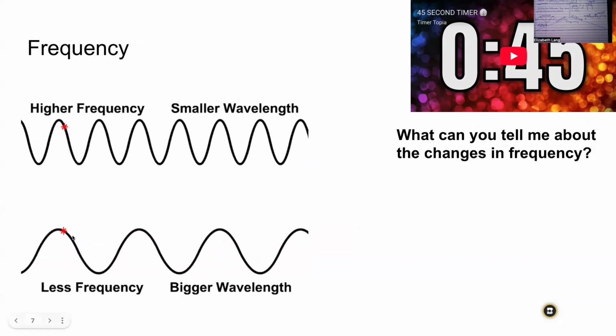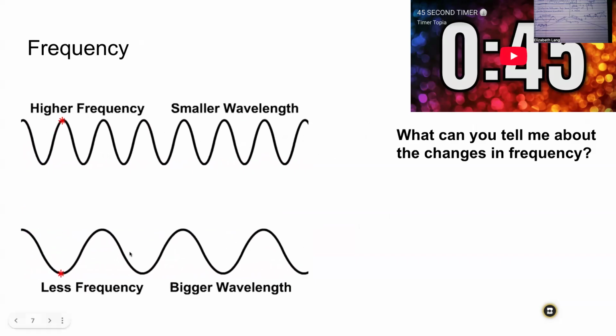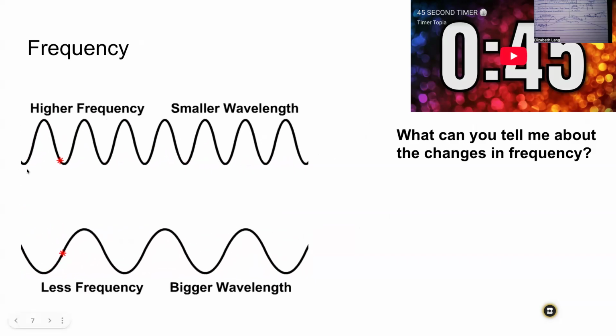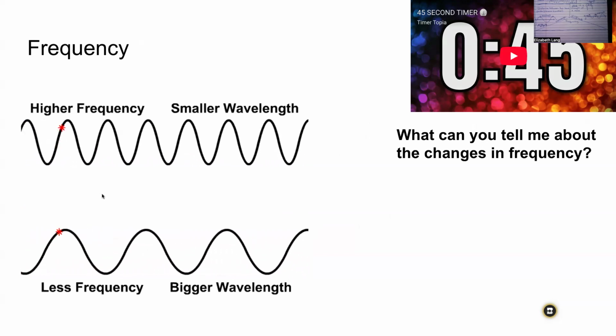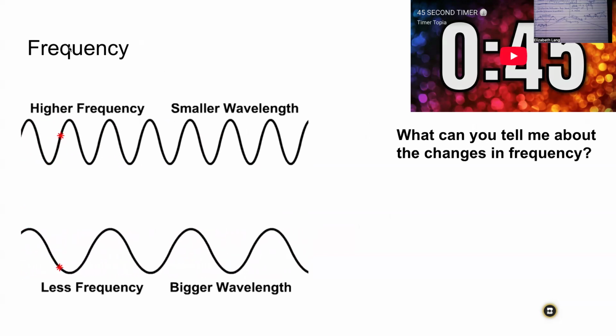So we have less frequency means the waves are slower. So we have the same amount of time. So here's our start time at the left, and then here's our end time at the right. And then the number of waves from start to stop is the frequency.